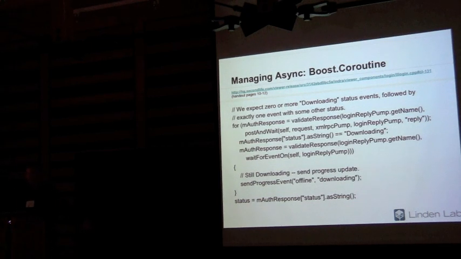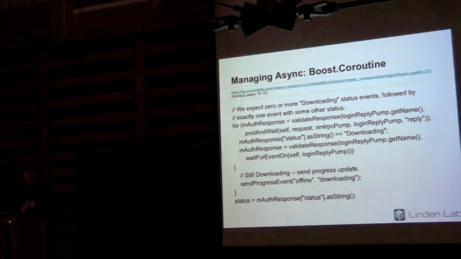We can declare, populate, and use local stack data regardless of intervening async I/O because the coroutine has its own stack. And because we have the luxury of the stack, we can extract any logic we want into a helper function, even if that helper performs async I/O.